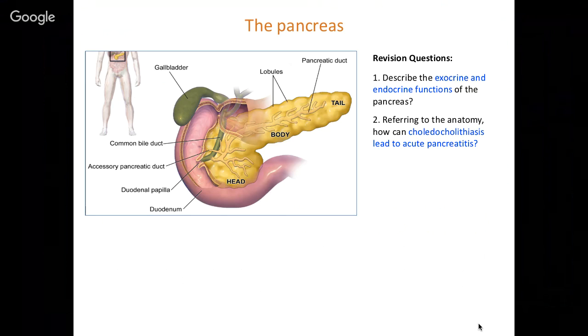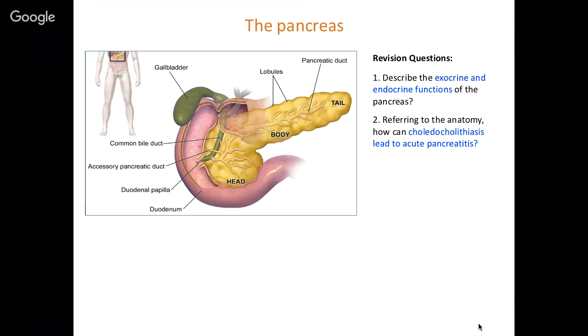So on the pancreas, a brief bit of anatomy. If you can, label some of the parts and the ducts in your own time. But a couple of questions for revision. Can someone briefly describe the exocrine and endocrine functions of the pancreas? Exocrine is like making the chyme into something more, like neutralizing the acid. Mm-hmm. So bicarbonate and stuff like that. Yep. And endocrine is like insulin and hormones.